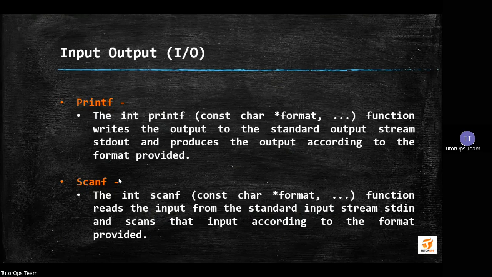Printf is a function that writes the output to the standard output stream, that is stdout, and produces the output according to the format provided. Like %d will print an integer, %c will print a character. Scanf is a function that reads the input from the standard input stream, stdin, and scans that input according to the format provided. Like %d will scan an integer type variable, %c will scan a character type variable. Let's see some examples.